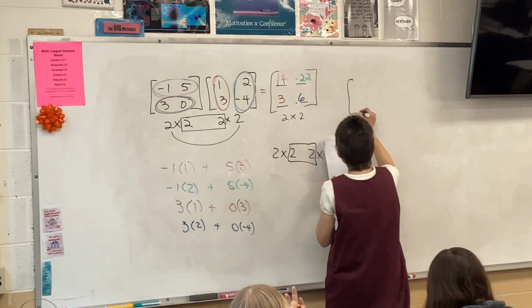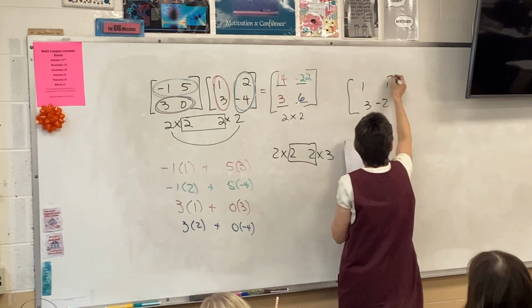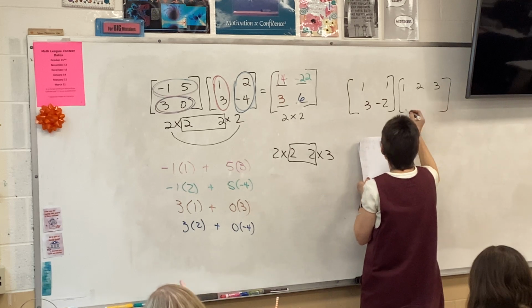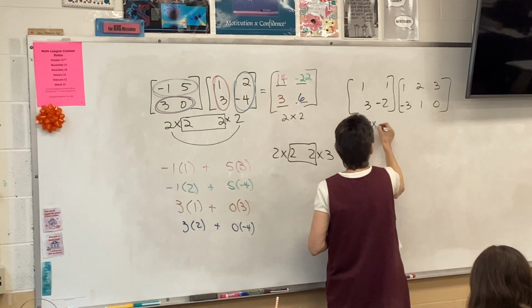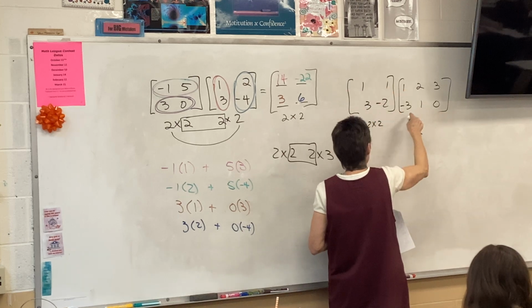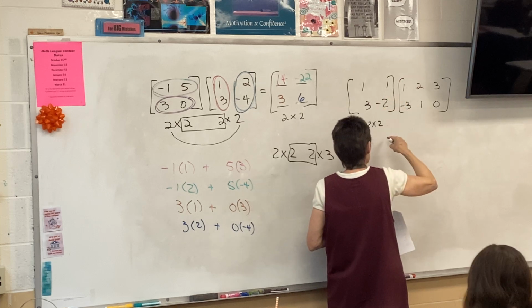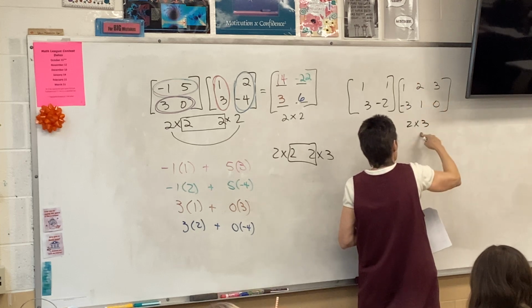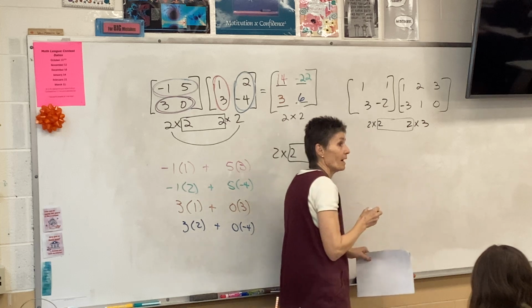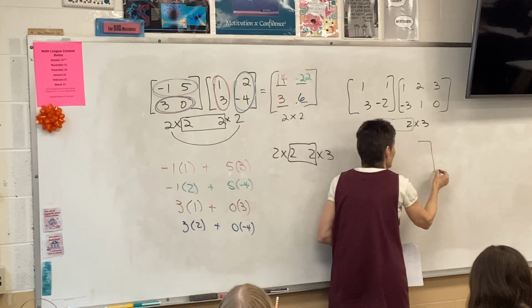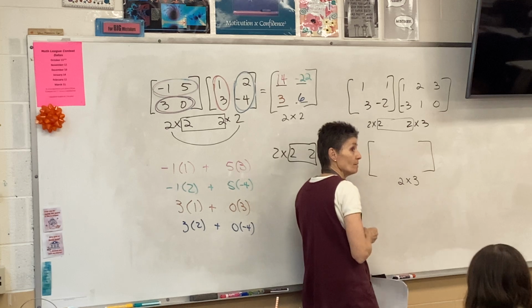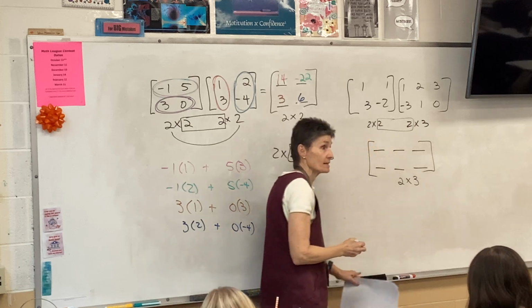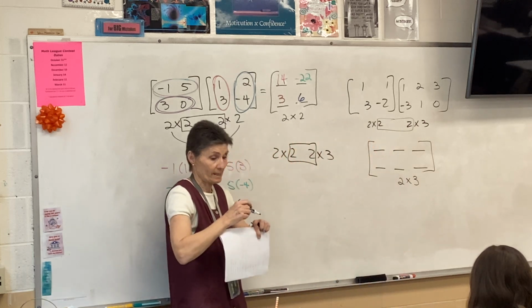So D, here's matrix D, and here's matrix G. This one's a 2 by 2. Look, 2 rows, 2 columns. This one is 2 rows, 3 columns. They can be multiplied, and my answer will be a 2 by 3. So 2 rows and 3 columns. So this time I have 6 numbers to find.